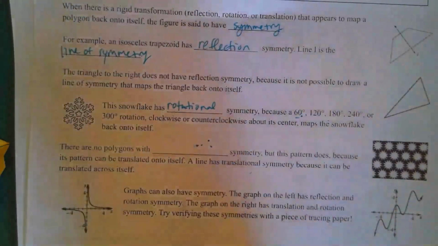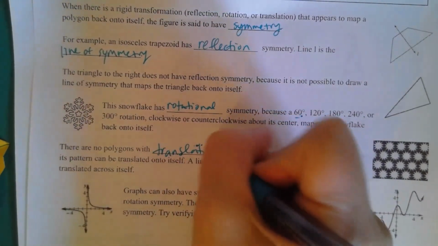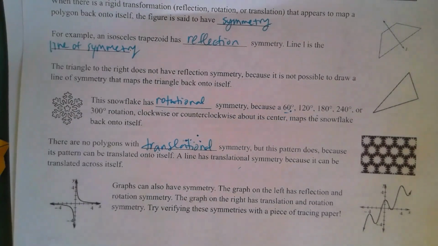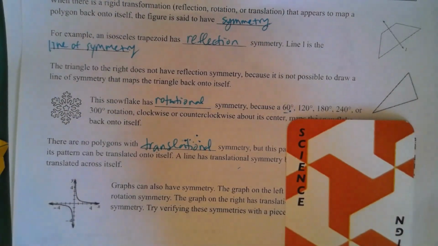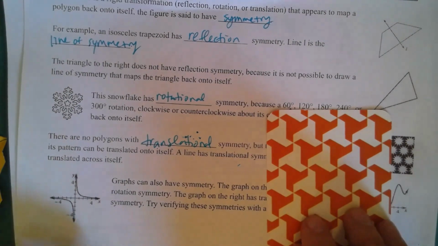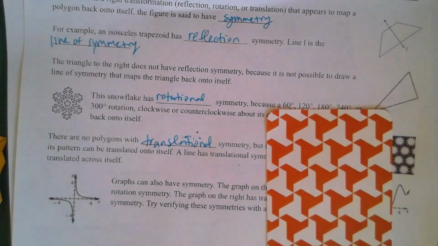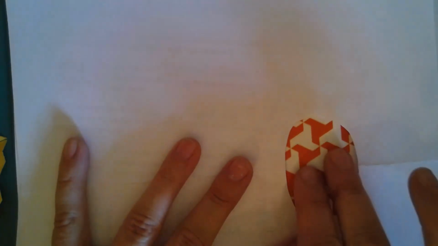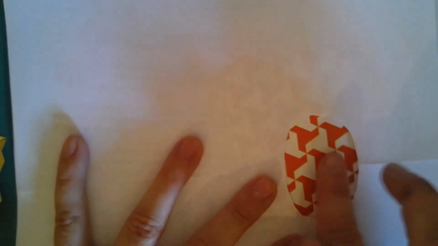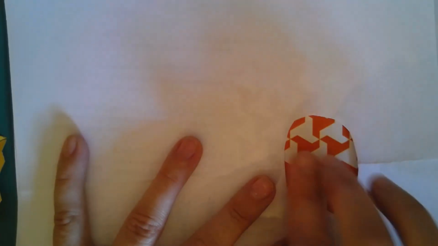There are no polygons with translational symmetry, but this pattern has translational symmetry. And that's because it can be translated across itself. Lots of things have translational symmetry. They're pretty important in design science. So for example, this has translational symmetry. If I were to block off an area around the shapes, like so, you can't tell what part of the card you're looking at, and that's because it has translational symmetry. I can move it around and the design doesn't change. Focus.